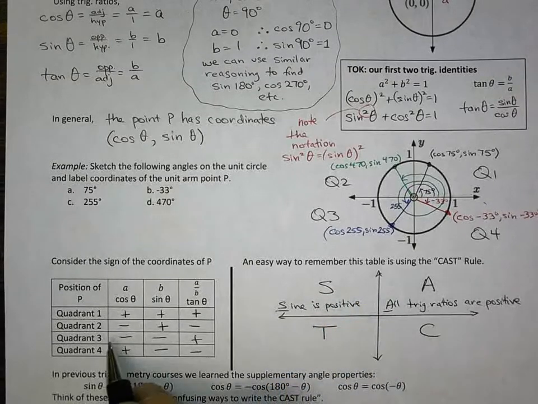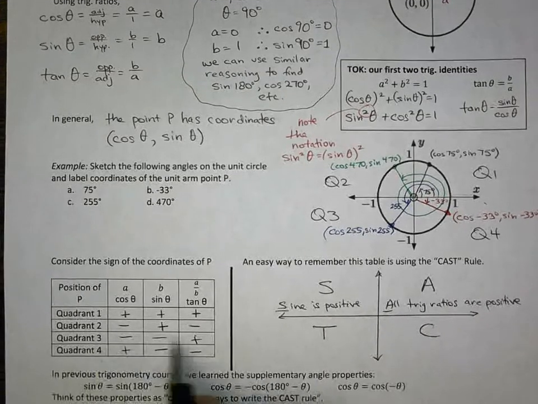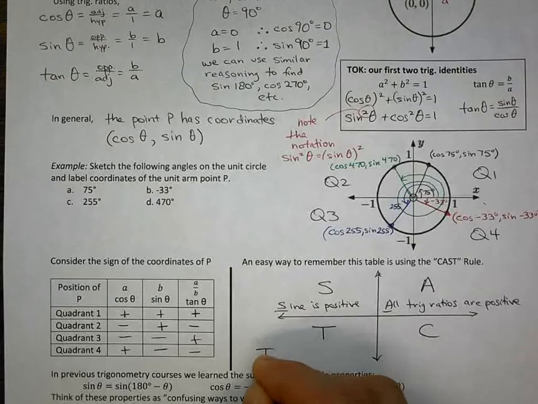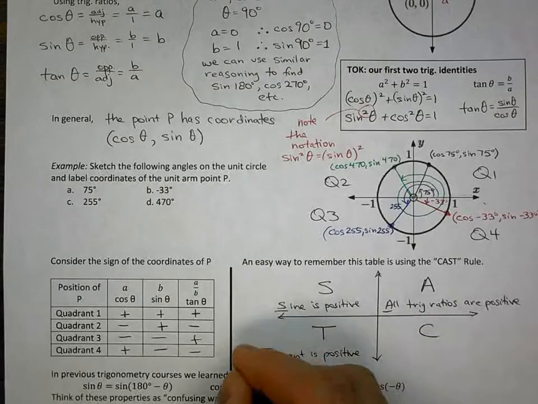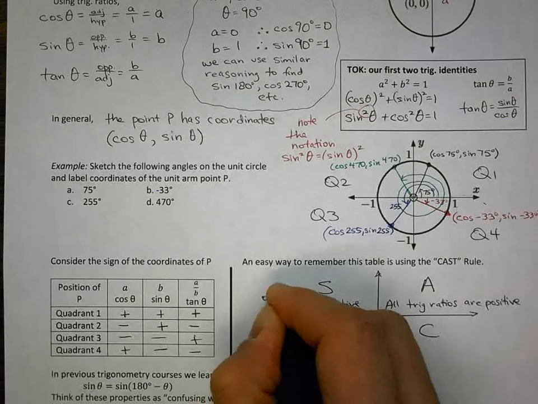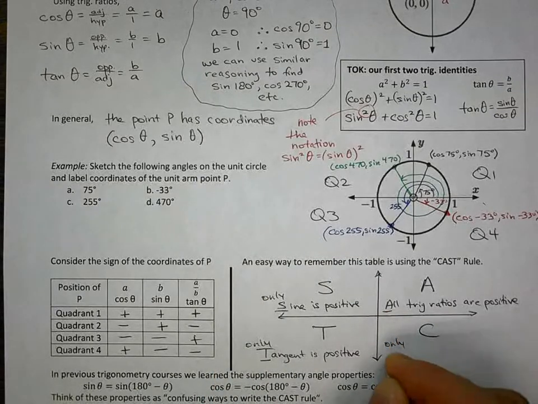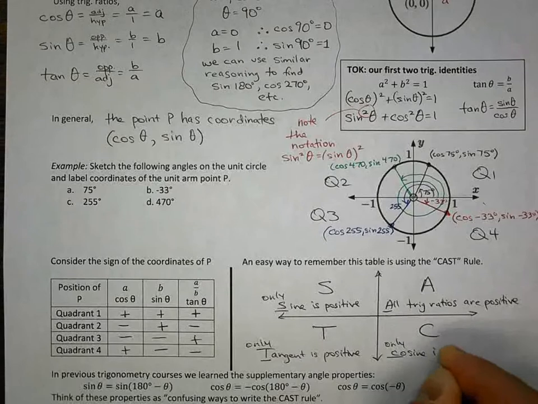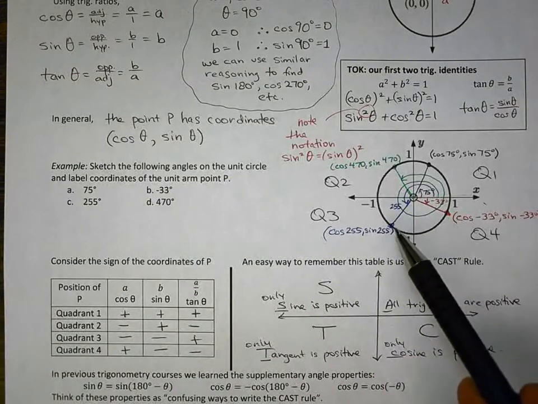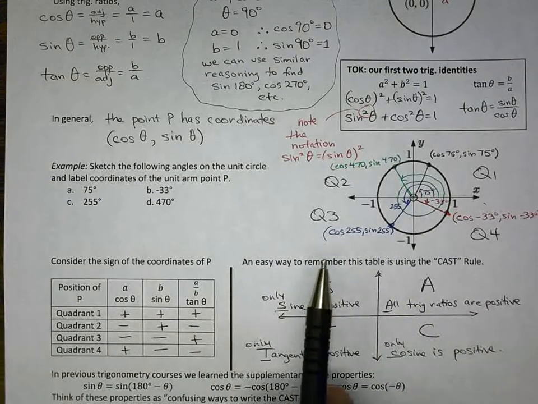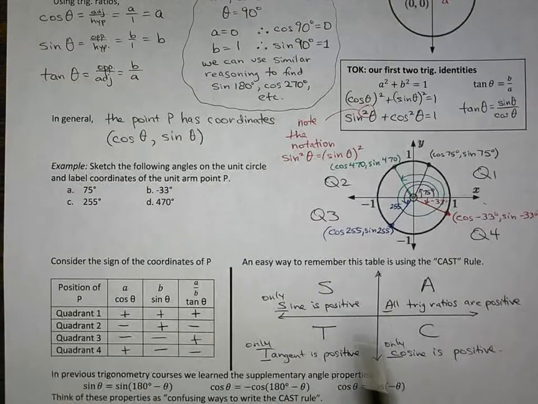Right? And you can see we have that from the table, quadrant 2. Sine is the only one that's positive. In quadrant 3, only tan is positive. So tangent is positive. I guess you'd say only tangent is positive, only sine is positive, and here you'd have only cosine is positive. So that's one way, first of all, how we know the sign of these different trig ratios. And we're going to do some examples coming up.